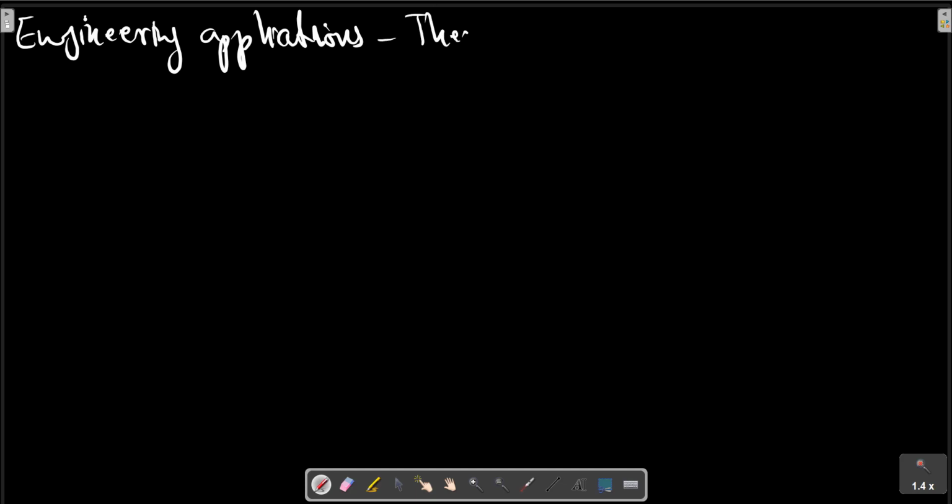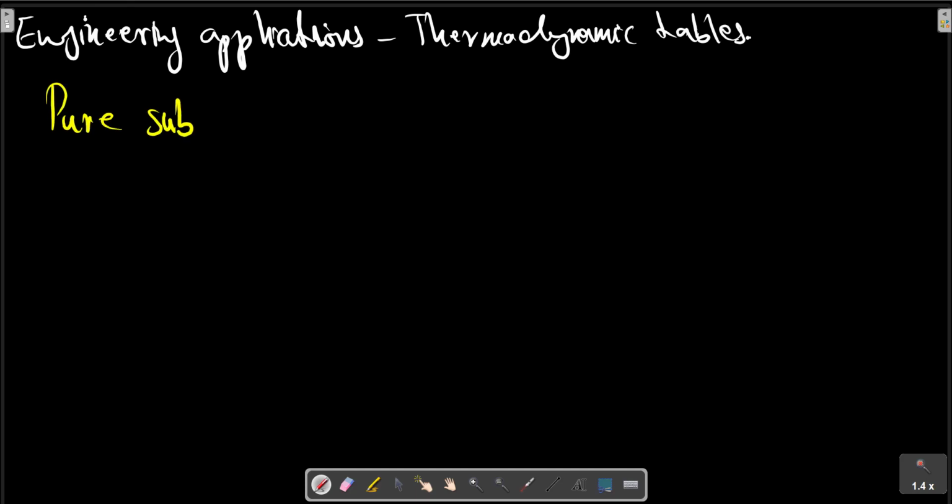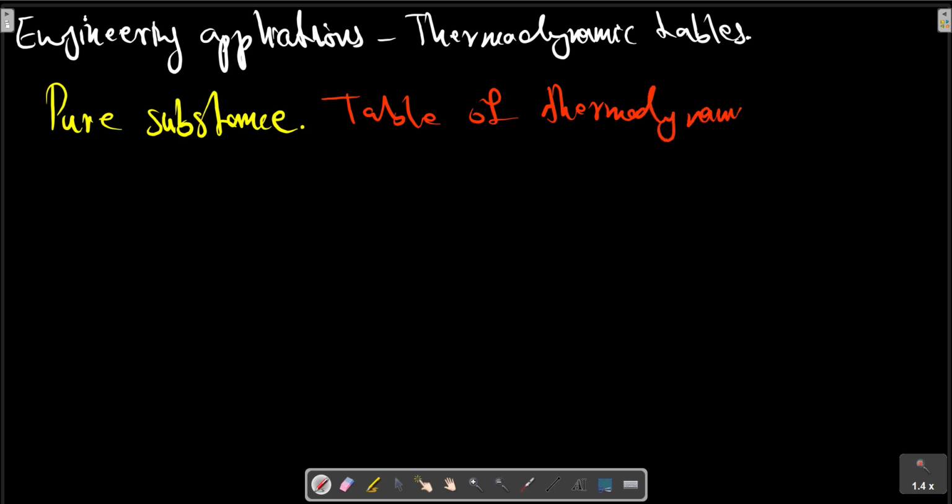Thermodynamic tables. For a given pure substance, tables of thermodynamic properties can be developed from experimental data in several ways.